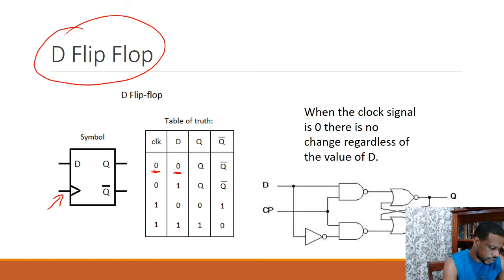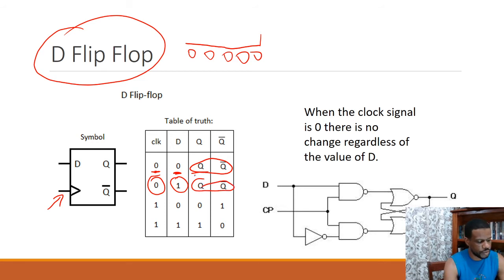If the clock signal is at 0, meaning that it is like this all the time, 0, 0, 0, 0, 0, and the D is 0, the Q and the Q prime don't change. They stay however they were. If the clock signal is at 0 and D is at 1, the Q and the Q prime don't change. So basically, how a D flip-flop works is, once the clock signal is at 0, nothing changes.